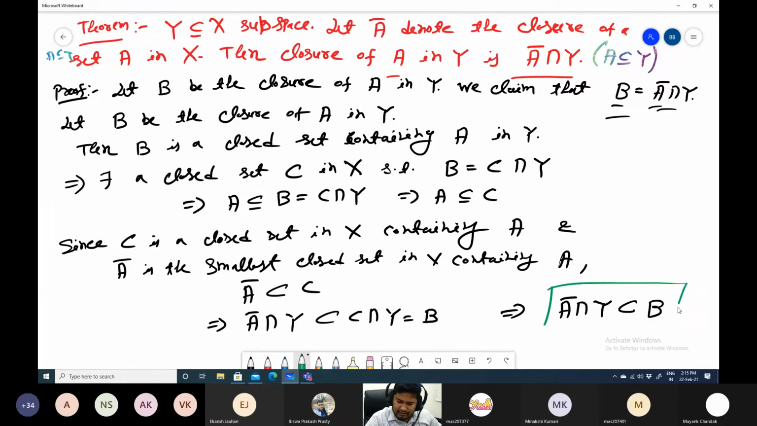So is this part clear? Fine with everyone? We just use the property that A closure is the smallest one. So we get this. And next we will use the property of B. See, here we did not use the property that B is the smallest closed set. We used just the property that B is a closed set.